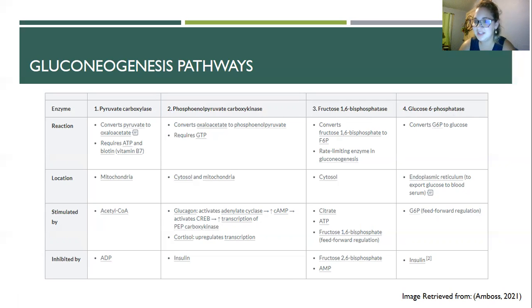Again, our end goal is to get to that glucose sugar. It's happening in the endoplasmic reticulum, so it's going to get that glucose to the blood. And it is stimulated by G6P and again, inhibited by insulin. So you can kind of see some of those commonalities there.